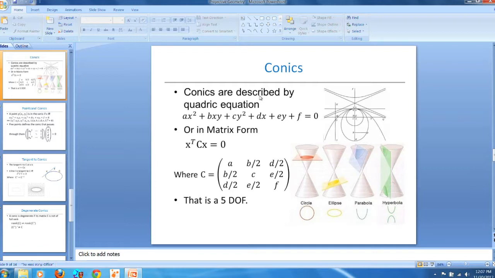And if it cuts both sides of the cone, we get a hyperbola. This is usually what we refer to as the conic intersections. We have the circle, we have the ellipse, we have the parabola, and we have the hyperbola.